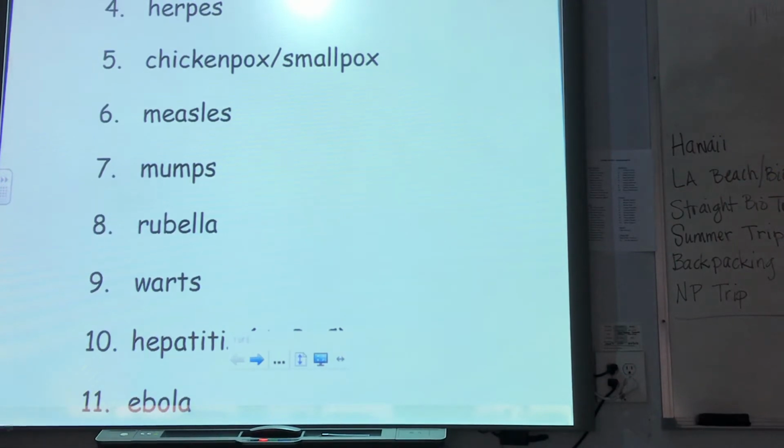And it's kind of similar. Those little sores, the pustules that are made with chickenpox, are really similar to the sores that live on genitalia with genital herpes.